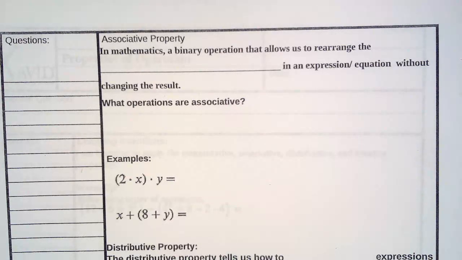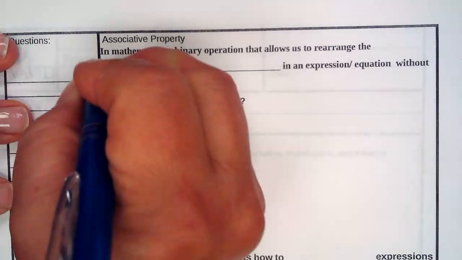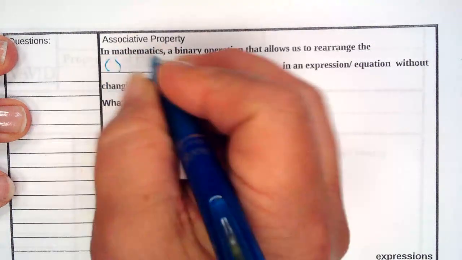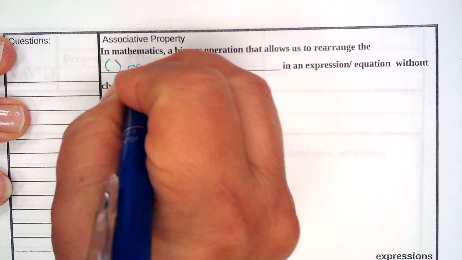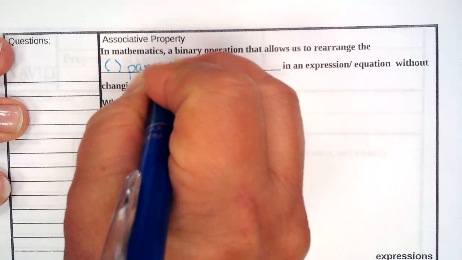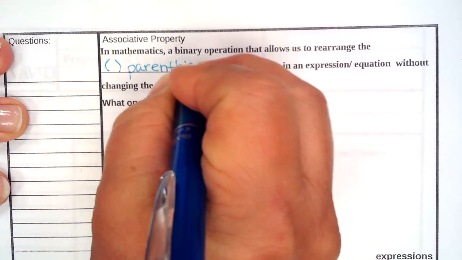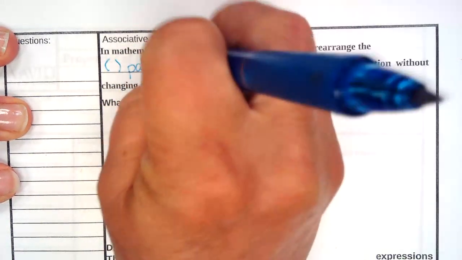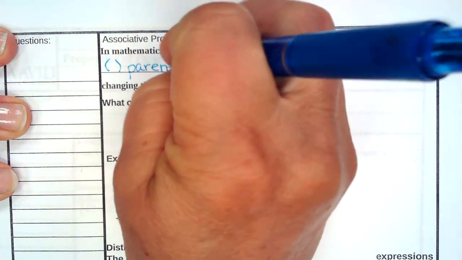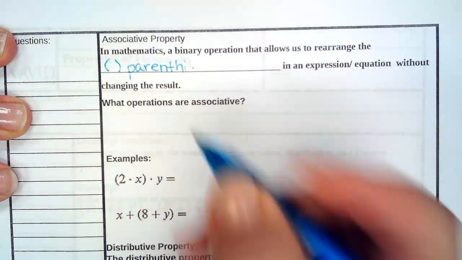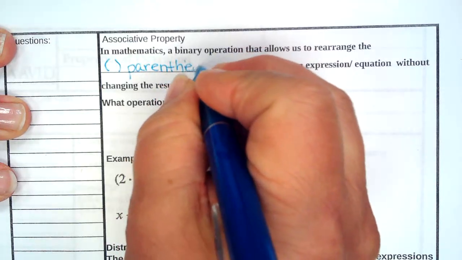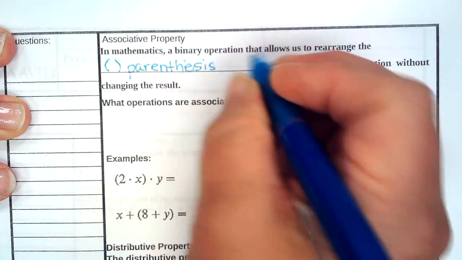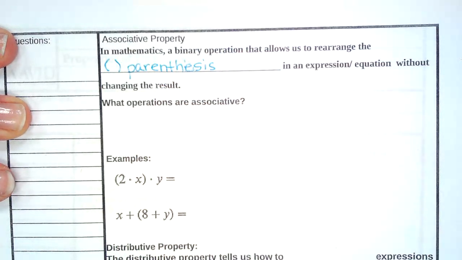In mathematics, the associative property is a binary operation that allows us to rearrange the what? The parentheses. And I got to erase because I misspelled. This is also the grouping.